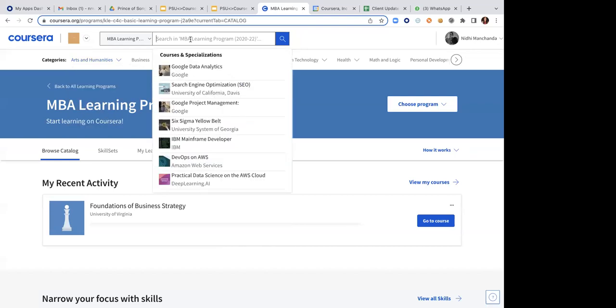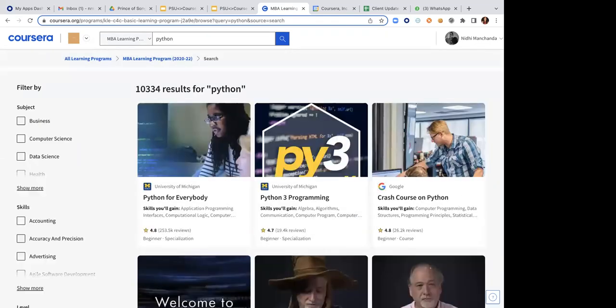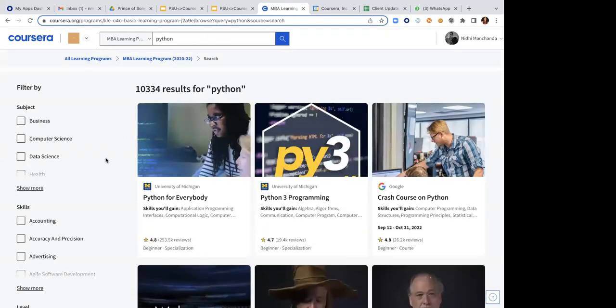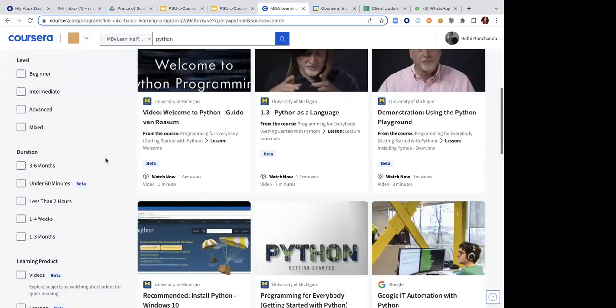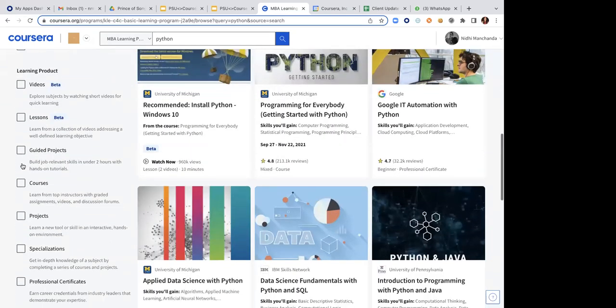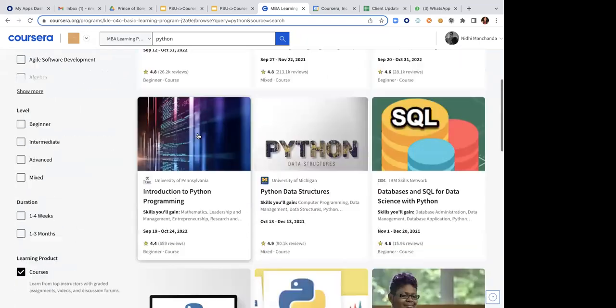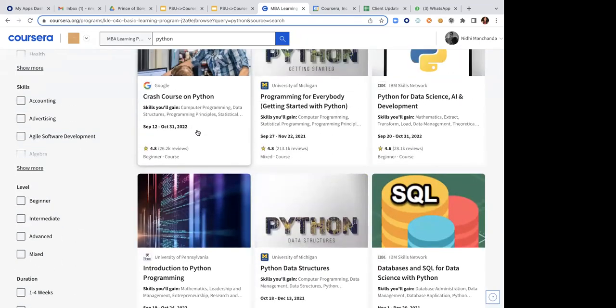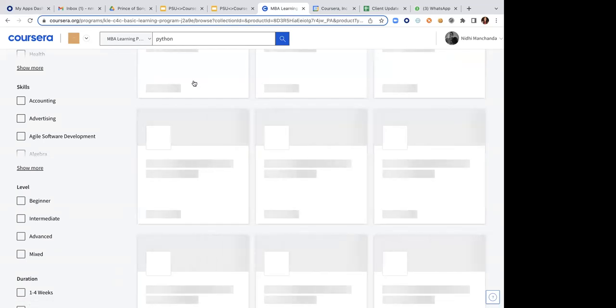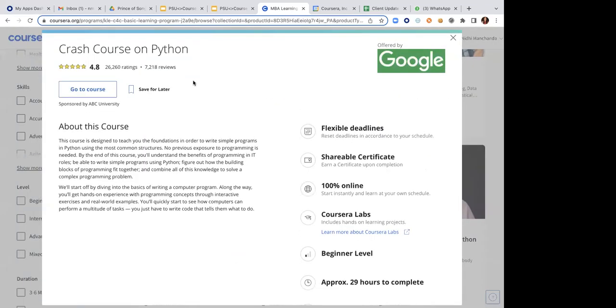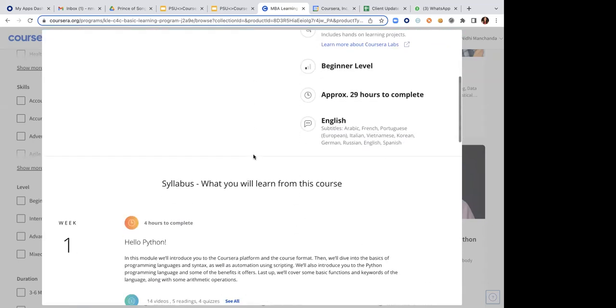And as I was mentioning earlier, for example, if somebody wants to learn Python, then they have different types of products to learn from. For example, the most common product is a course. So if you look at a course, for example, let me take this example. This is a course by Google, which is called Crash Course on Python. So it's like a beginner course for anybody who's starting to learn what Python is.